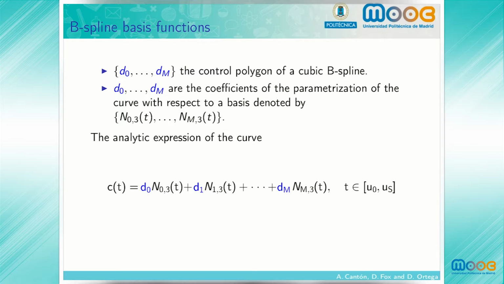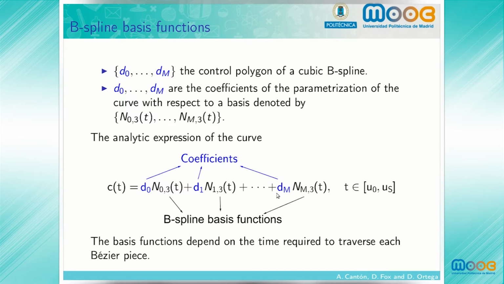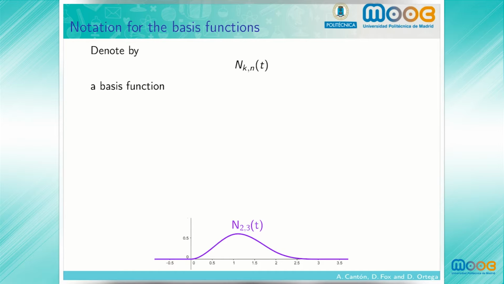The curve admits an analytic expression as a linear combination of the B-spline basis functions, coefficients of which are the points of the B-spline control polygon. The basis functions themselves depend on the time interval over which t runs. N sub kn denotes a basis function.